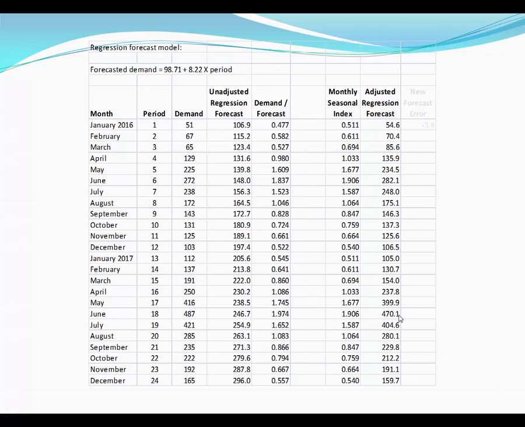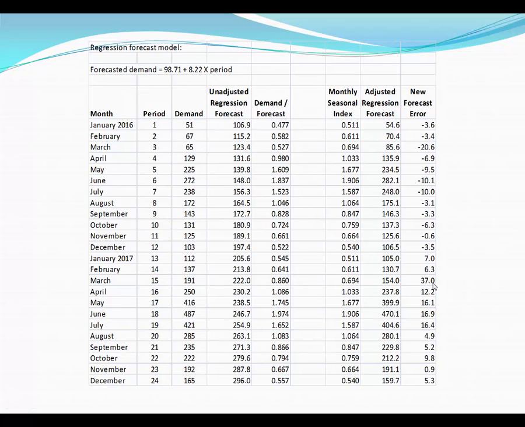So, looking then at the forecast errors, the actual difference between the demand and the regression forecast, we can see that these values are much tighter than what we had before. In the case of January 2016, our forecast error is negative 3.6. The biggest forecast error, in fact, we get in terms of magnitude is March of 2017, where the demand was 191 and our adjusted regression forecast was 154. So for all practical purposes, a pretty tight fit.